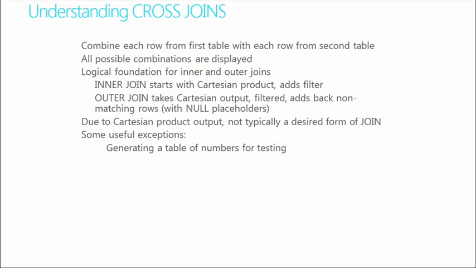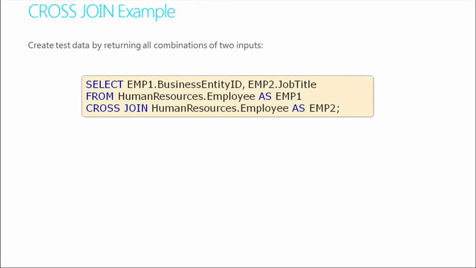Cross joins. Cross joins combine each row from the first table with each row from the second table. What does that give us? Cross join. I mean, we're combining all the rows from one table to the other table. Why would I use a cross join?